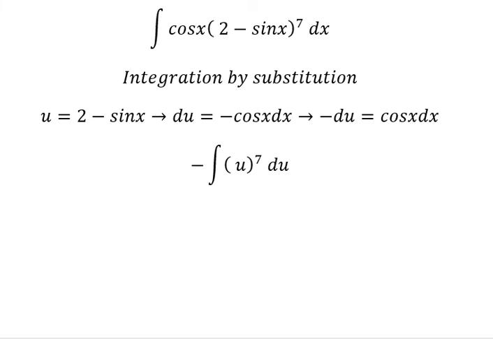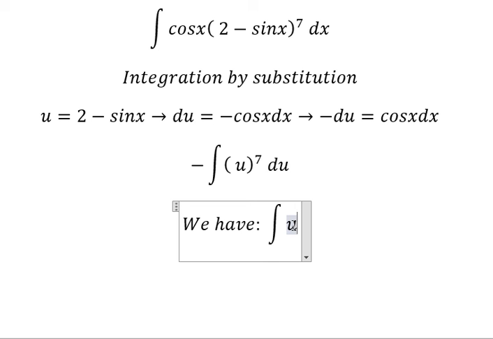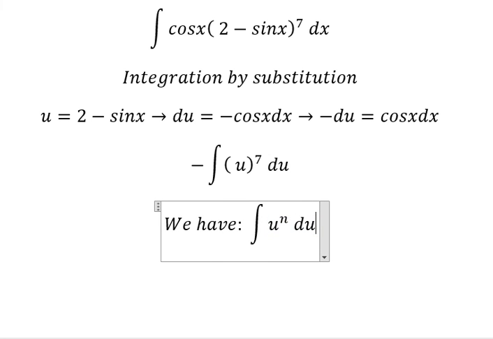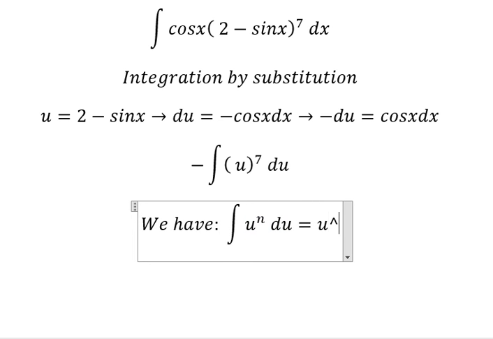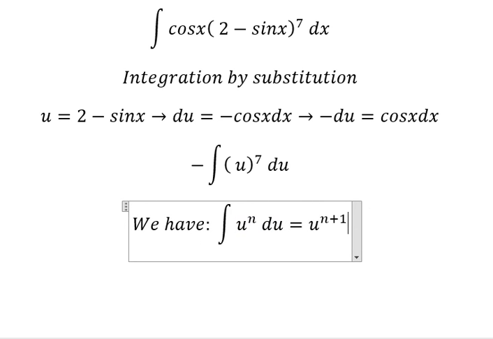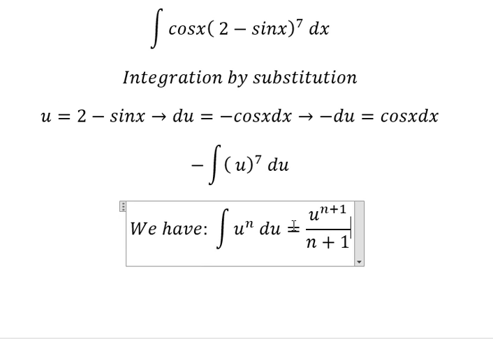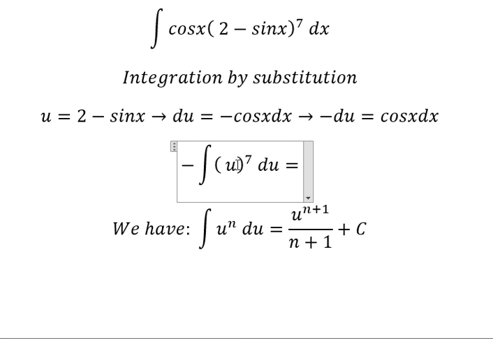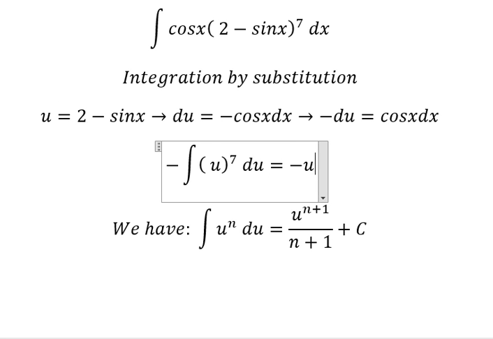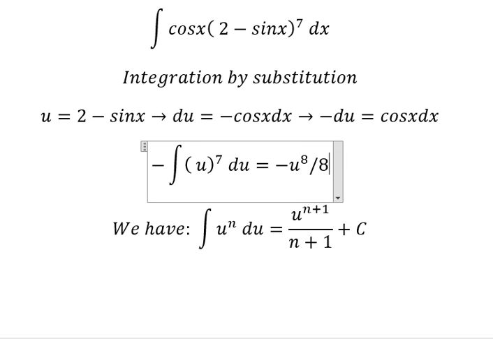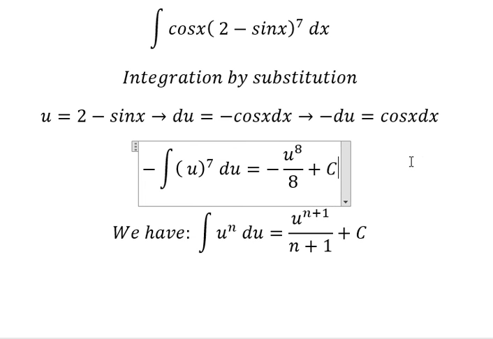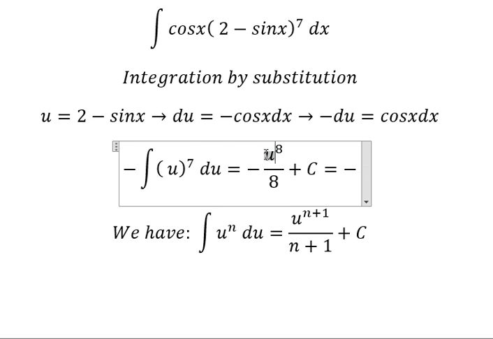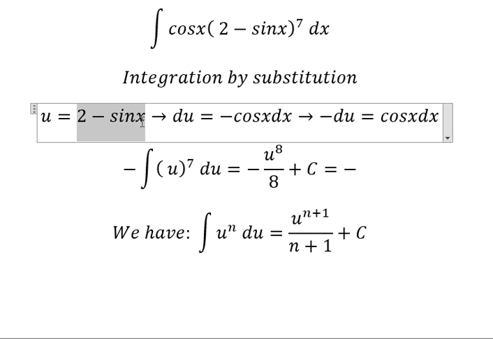Next, we have the formula in here. The integration of u to the power of n du is u to the power of n plus 1 over n plus 1, and I will put c. The integration of this one, we have u to the power of 8 over 8, and I will put c. About u, that is this one.